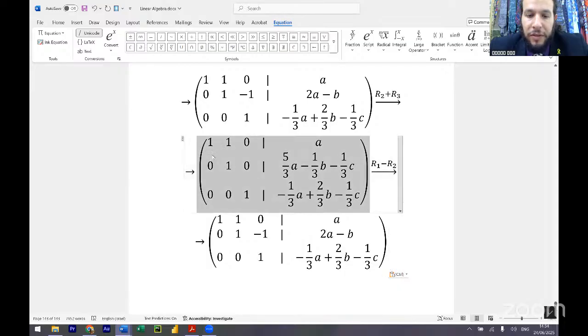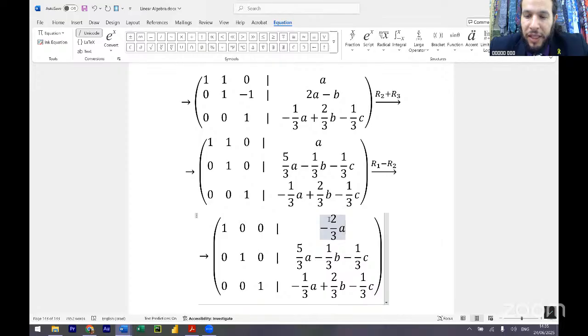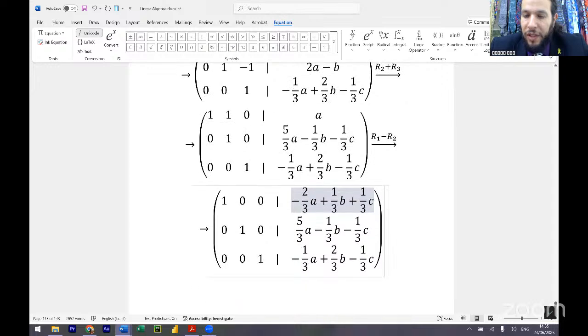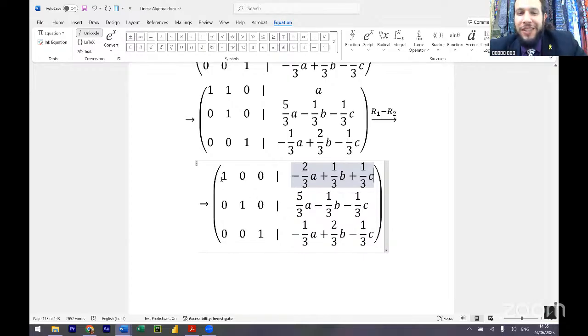I didn't copy it. And we get to here, this is 0, and R1 minus R2. So that's minus 2/3 of an A plus a third of a B plus a third of a C. So it's not the prettiest answer, but hopefully it's a correct one. So what does the first equation tell us? What is the first row of the matrix? What is the equation behind it?